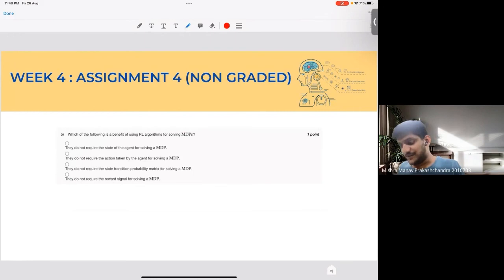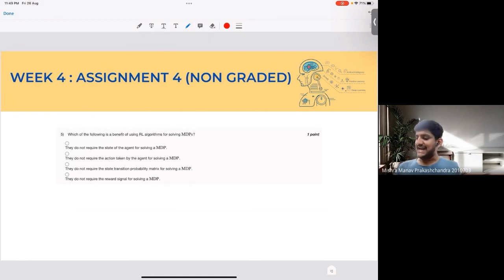Next is, which of the following is a benefit of using RL algorithms for solving MDPs? If you are solving the MDPs, you are basically taking help of the Bellman optimality equation to get to the policy. So which of these things do not appear in the Bellman equation? That's how I can reframe the question. They do not require the state of the agent for solving the MDP. No, that's incorrect. The agent needs the state in order to solve the MDP.